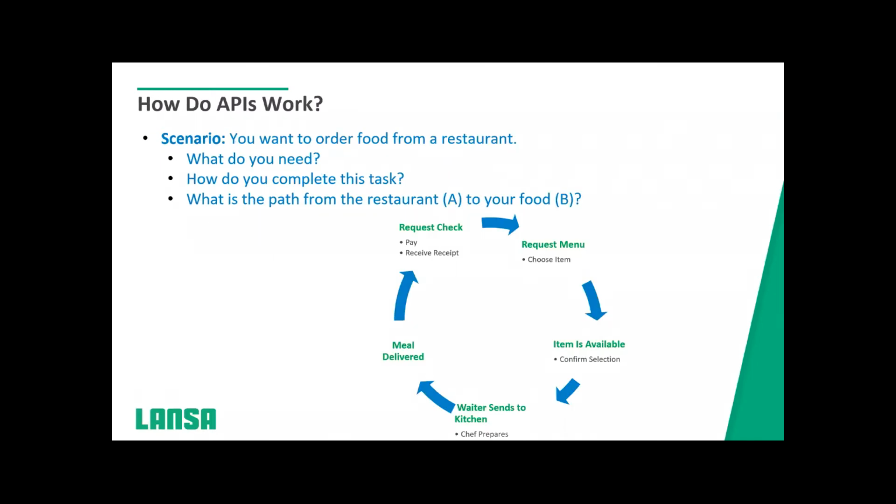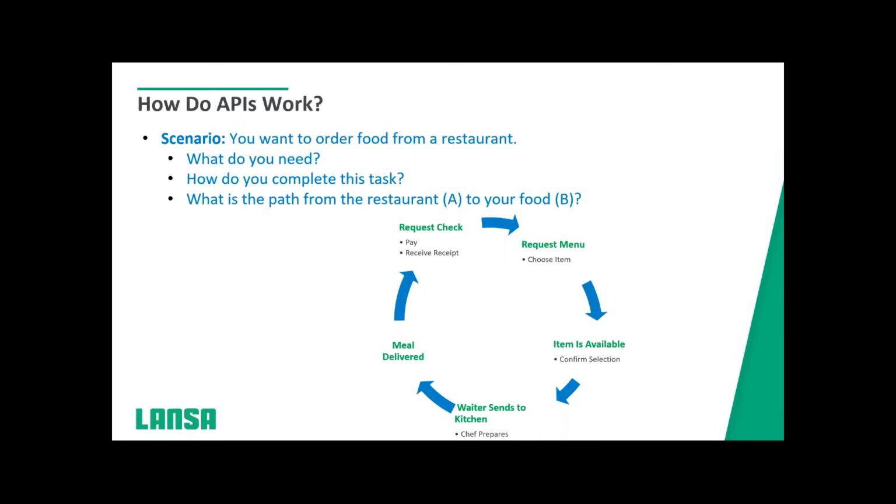I used to work in the restaurant industry as a product manager for a little while for a point of sale system. So when I think about APIs, I love to look at them from the perspective of ordering at a restaurant. A baseline scenario is you want to order food from a restaurant. What do you need to do that? How do you complete this task? And what is the path from the restaurant, point A, to you actually receiving your food, which is point B?